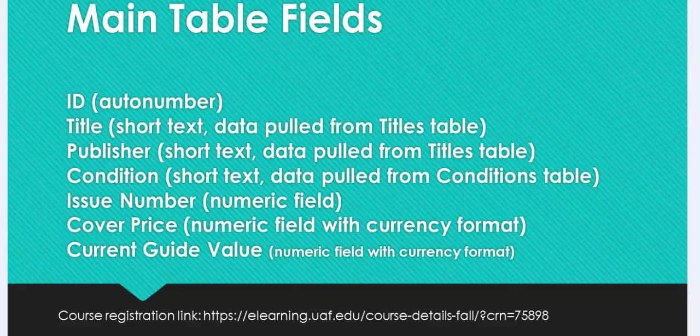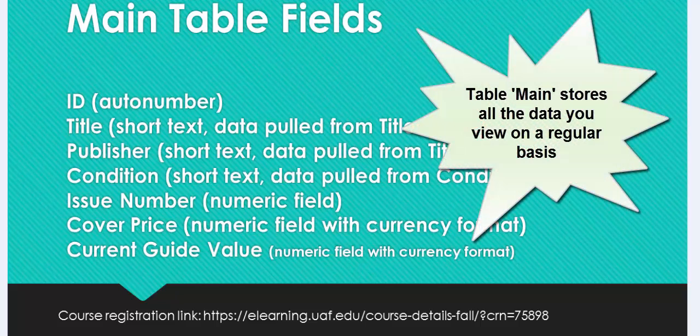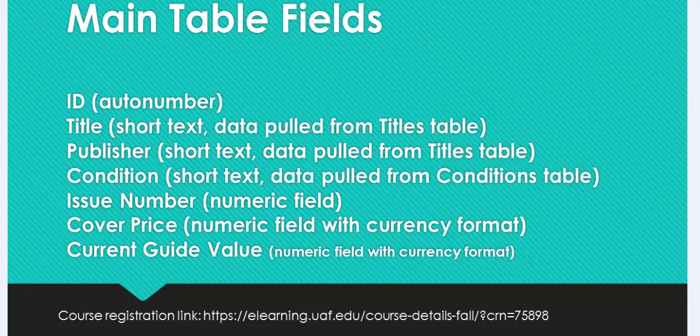Let's lay out the purposes of our tables. The first table we're going to have is our main table, where we're going to store all the comics. Oftentimes you're going to have a main table that has a lot of the data, and then a bunch of corollary tables that relate to it. In this table, we'll include all the following fields. We'll have an ID field, which will be our primary key, a title, an issue number, a publisher, a cover price, a condition, and a current guide value.